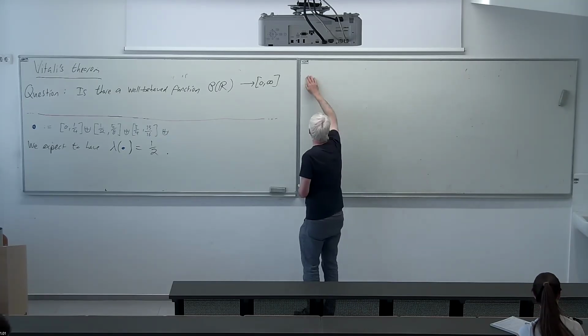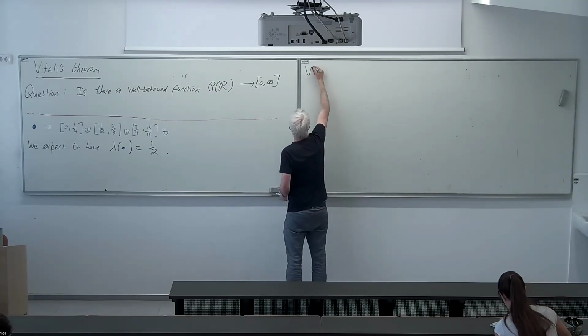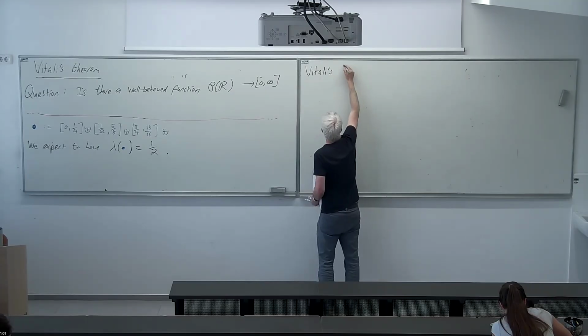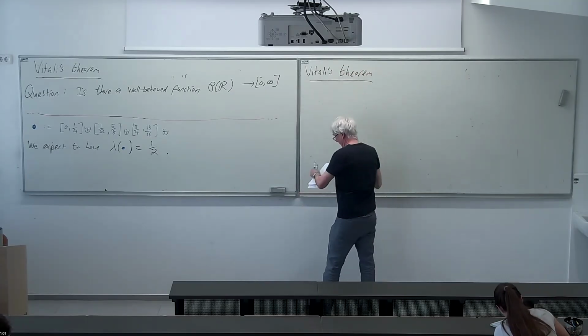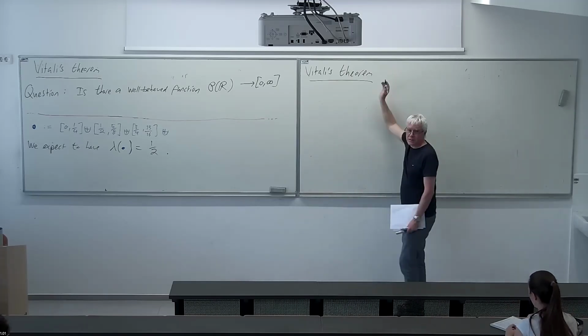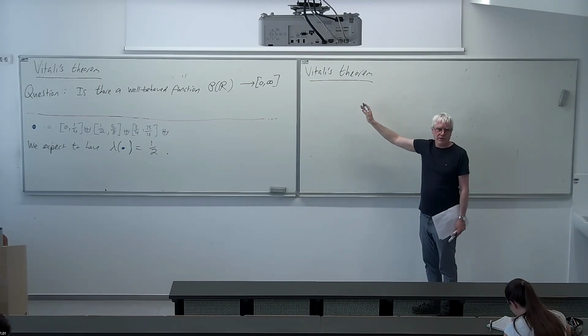So let's actually just state the theorem. I'm going to write Vitali's theorem again, and this is actually the theorem. The previous time I wrote it, it was just introducing the topic that we're going to talk about. So the theorem is going to be that you can't do this if you make some reasonable assumptions.